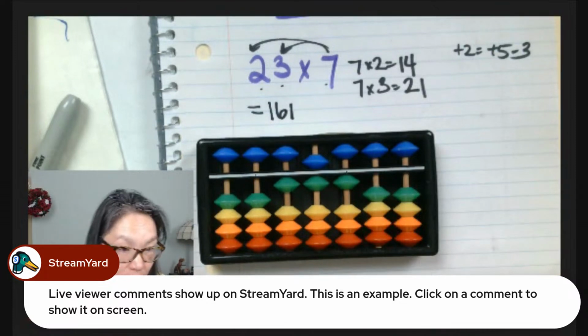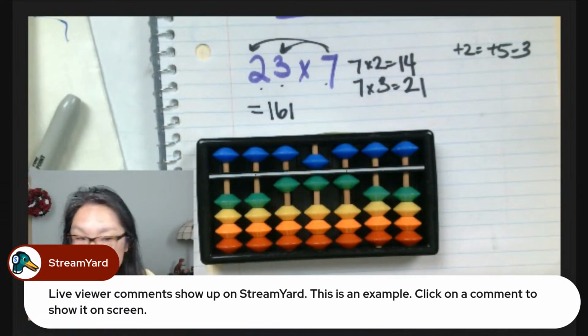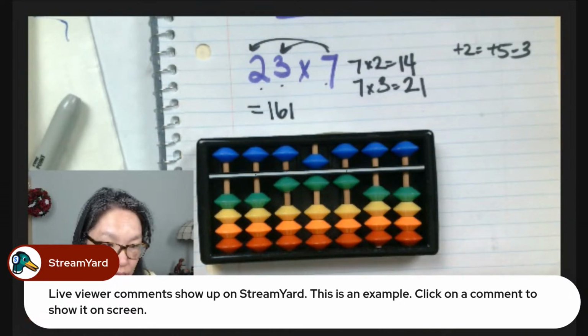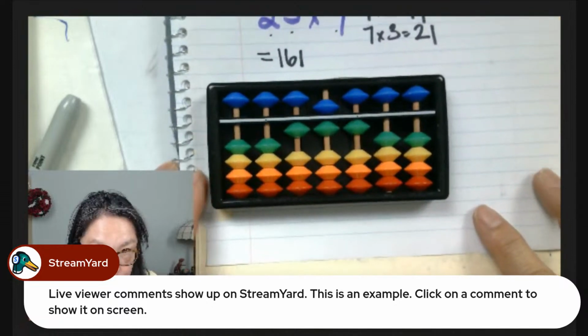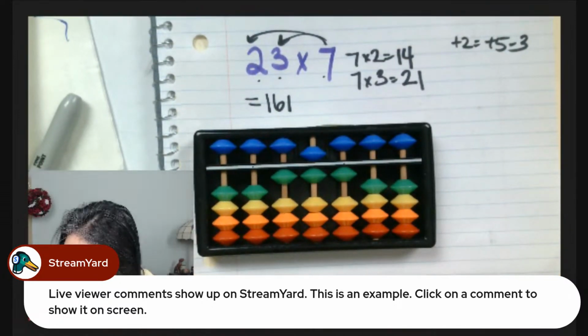161. Hello, Allie. Easy? Does it make sense? We're okay? We can do another one. So that is multiplication, and the multiplication is all the same.